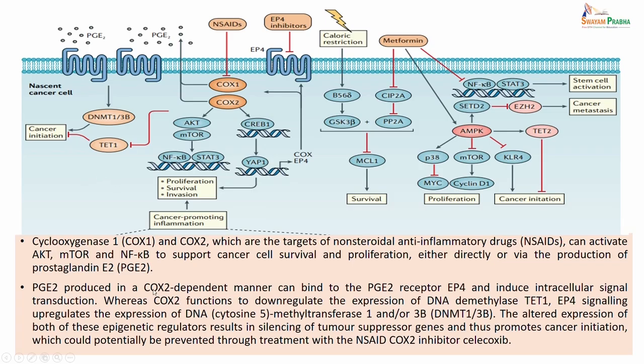The prostaglandin E2, produced in a COX-2 dependent manner, will bind to the prostaglandin E2 receptor EP4. This binding can induce intracellular signal transduction. Whereas COX-2 functions to downregulate the expression of the DNA demethylase TET1, the EP4 signaling will upregulate the DNA cytosine methyltransferase 1. So, they function differently. The altered expression of both of these epigenetic regulators results in silencing of tumor suppressor genes, and this in turn can promote cancer initiation, which could potentially be prevented through treatment with a COX-2 inhibitor. And celecoxib, there are several trials. It's one of the well-known chemopreventive agents which is useful in bringing down the inflammation in the tumor environment.